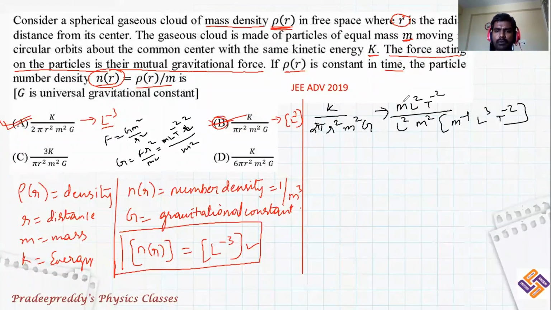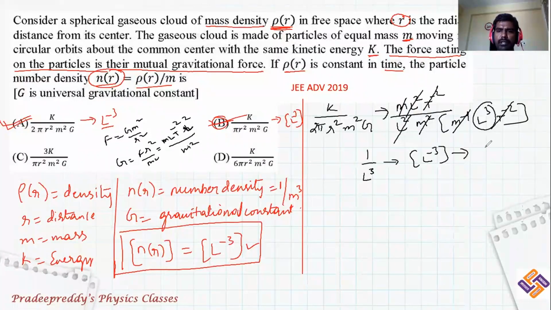Okay, now m square and m power minus 1 get cancelled, because m square times m power minus 1 is m power 1. M power 1 in numerator and denominator gets cancelled. L square gets cancelled. T power minus 2, T power minus 2 gets cancelled. So what is left over here? It is 1 divided by L cube. This is L power minus 3, and this dimension is equal to n of r. So option A is correct.